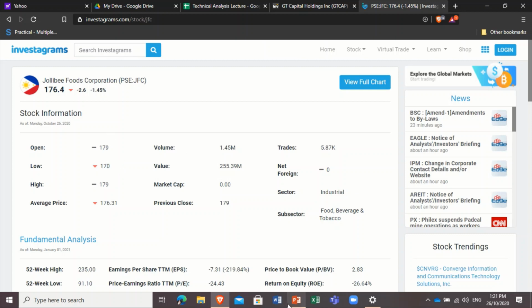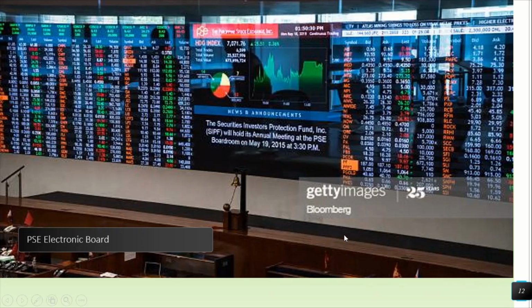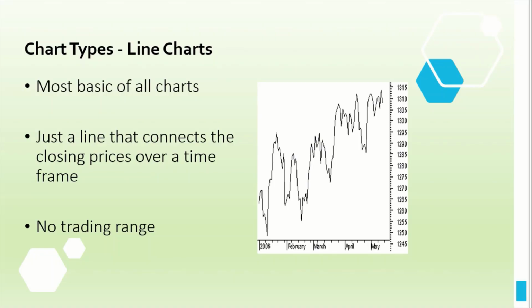Now, going back to our charts. The first commonly used chart that is being used by technical analysts is what we call the line chart. So ano ba yung line chart? This is the most basic of all the charts. Walang trading range kasi ang pinag-uusapan lang natin dito is the closing price.